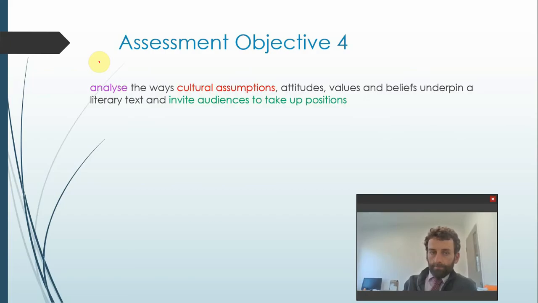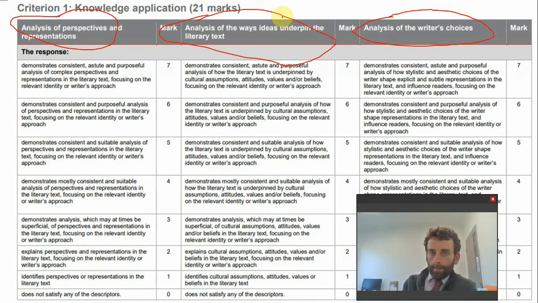Assessment objective 4, analyze the way cultural assumptions, attitudes, values, and beliefs underpin a literary text and invite audiences to take up positions. There's quite a bit there, which we will unpack in a second, but that's pretty much looking at this one here: how we are positioned by the analysis of cultural assumptions, attitudes, values, and or beliefs.